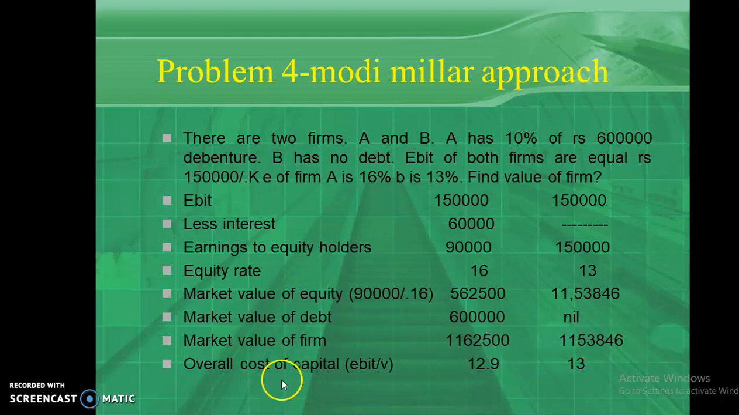So you can calculate the overall cost of capital using a formula. What is that formula? EBIT divided by the value of the firm is known as the cost of capital. So EBIT divided by value of firm gives 12.9 here, and here it is 30. This is the way you can calculate the cost of capital for two companies.